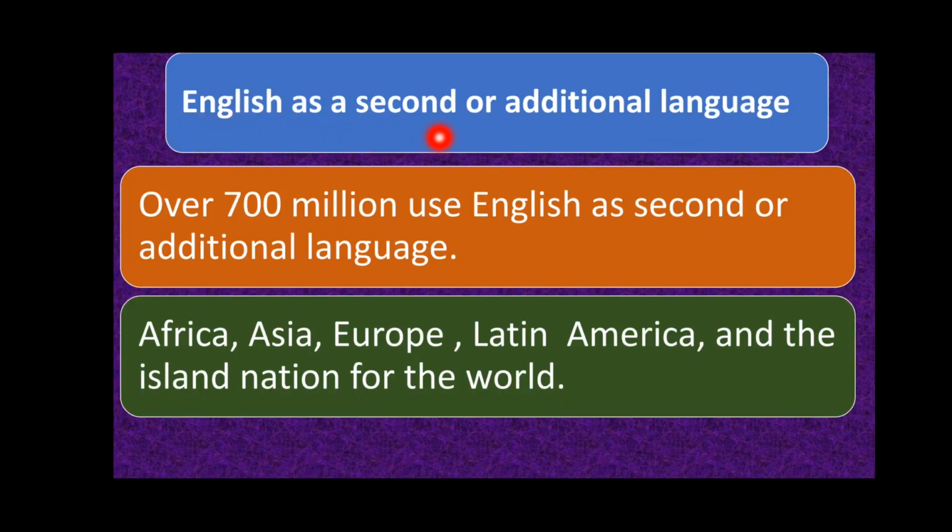English as a second or additional language. Over 700 million people use English as a second or additional language. For example, in Africa, Asia, like we are living in Pakistan, so we can say Pakistan, India, Bangladesh, right? Some parts of Africa, Europe, Latin America, and the island nations of the world. There they use English as a second or additional language.